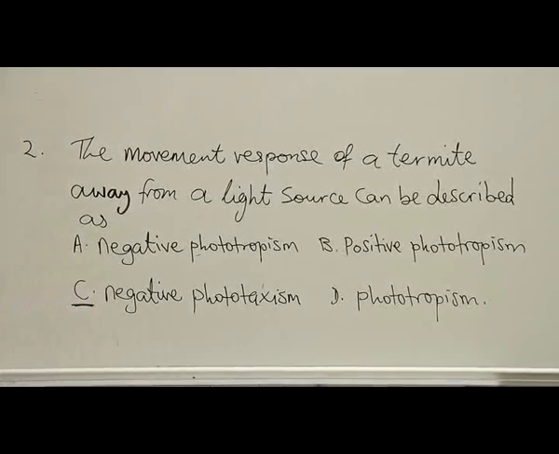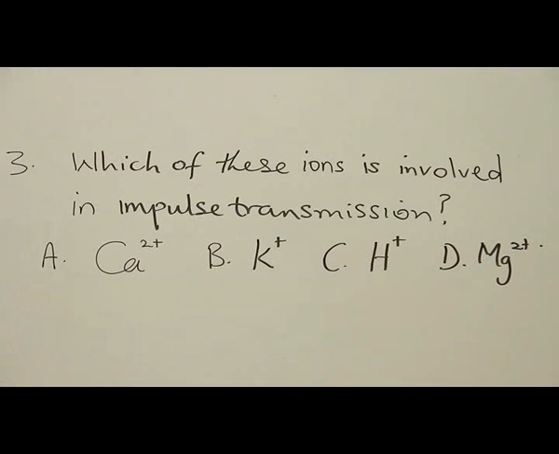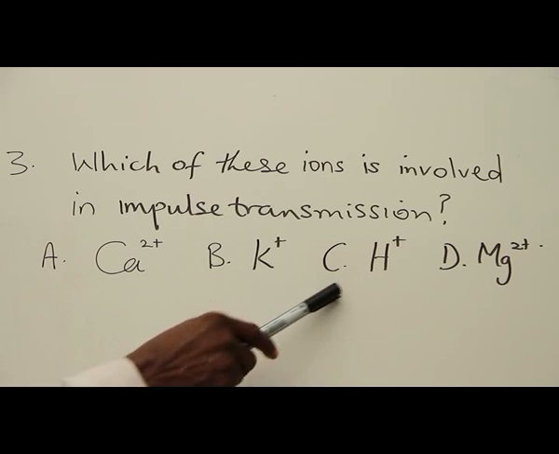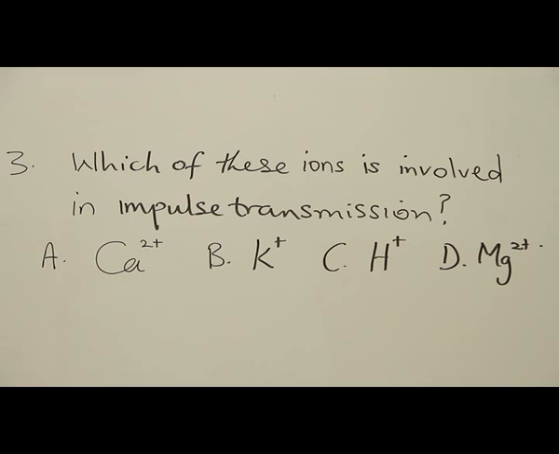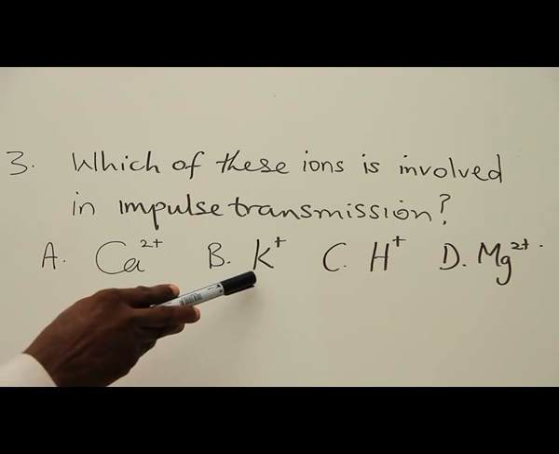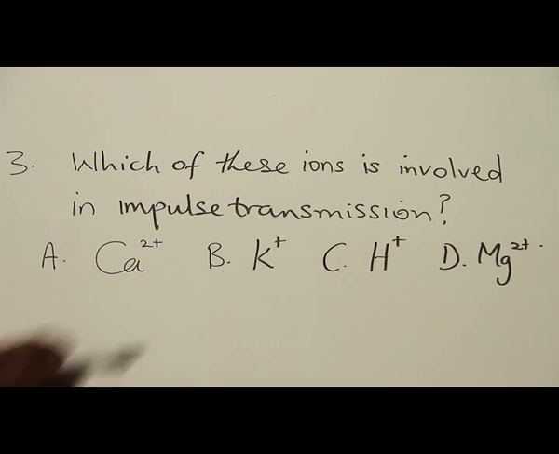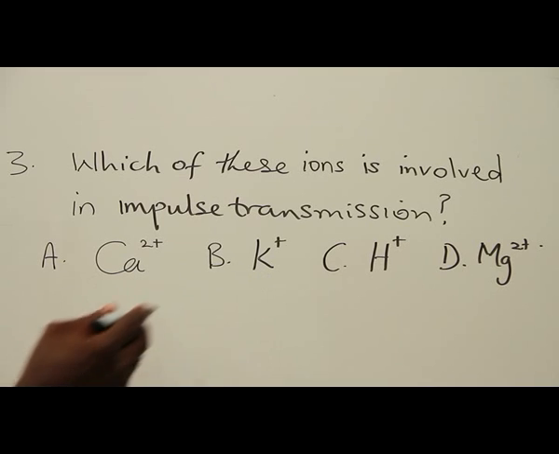Negative phototaxism. Question 3. Which of these ions is involved in impulse transmission? A. Calcium ion, B. Potassium ion, C. Hydrogen ion, and D. Magnesium ion. In impulse transmission, the only ion involved in these options is potassium ion. So the answer is B.